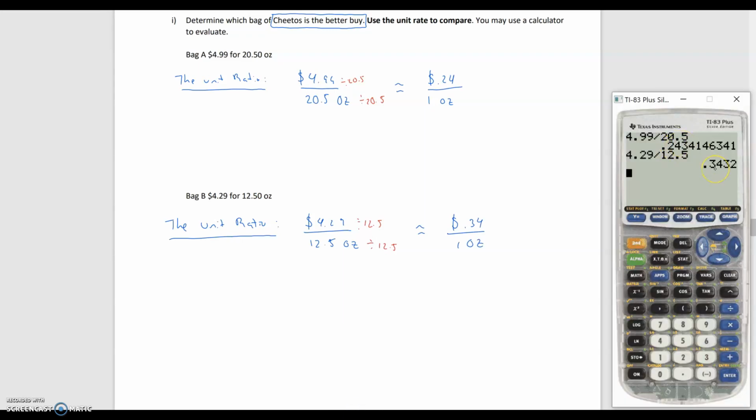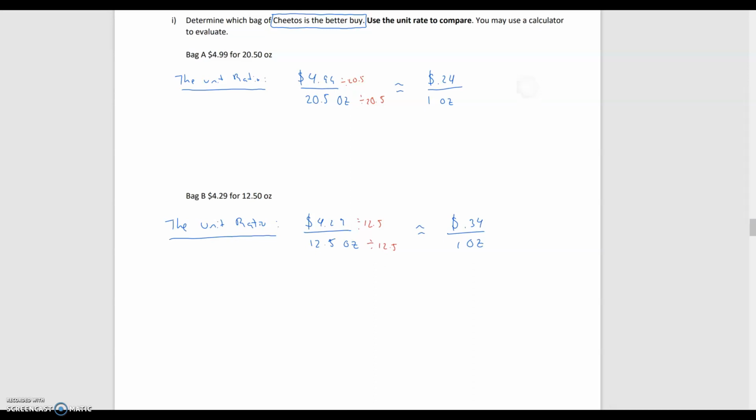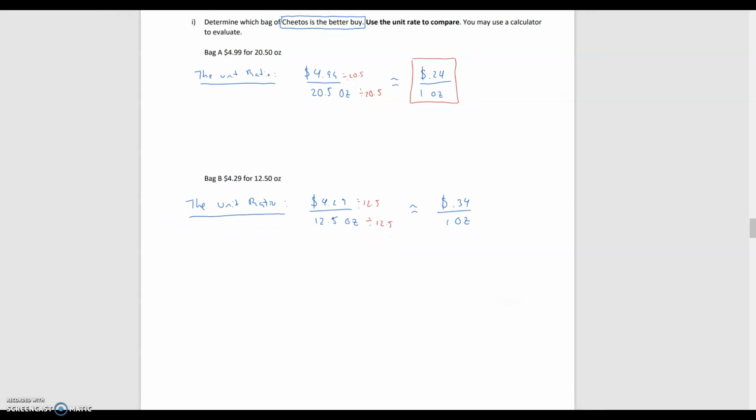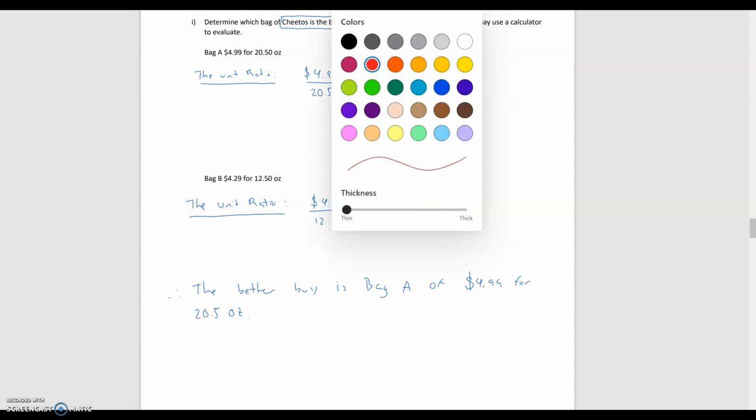Let me check the divisions. So 0.24, 0.34. 0.24 is less than 0.34, so definitely this is the better buy. Let me just rewrite it as a sentence. The better buy is technically bag A, the $4.99 for 20.5 ounces of the Cheetos. That's pretty much it.